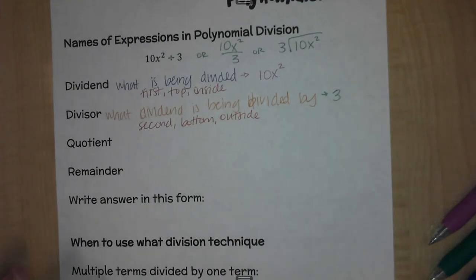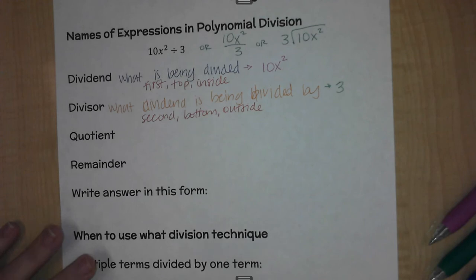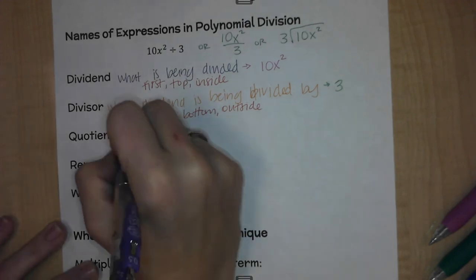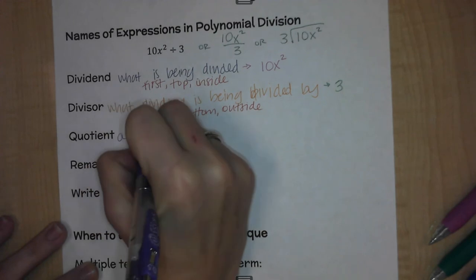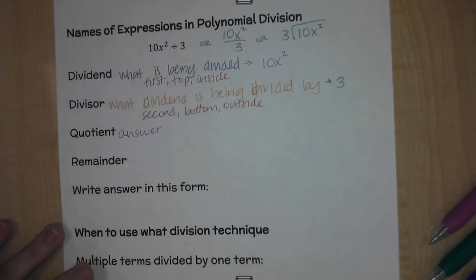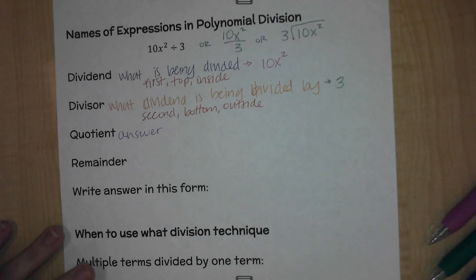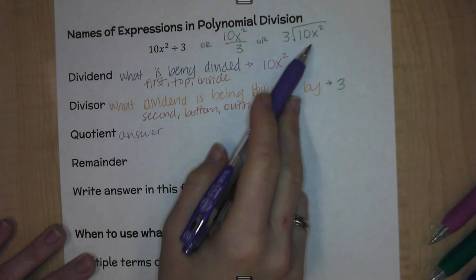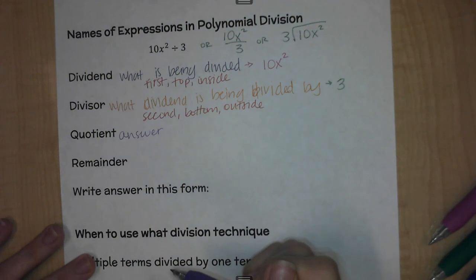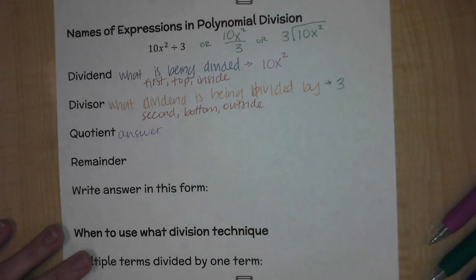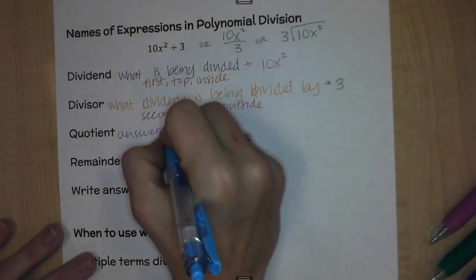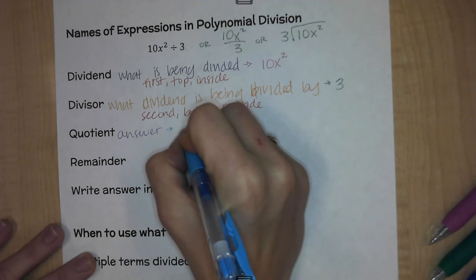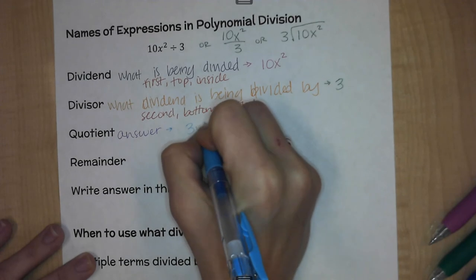All right? And our quotient is going to be our answer. That's the simplest way of putting it. So if I actually did the division here, our quotient would end up being 3x squared.